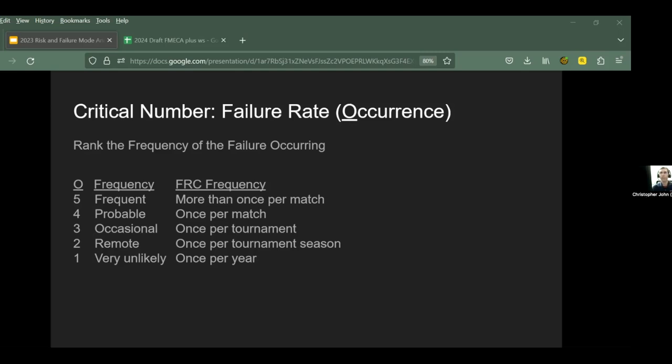And they did. So nowhere out there in industry are you going to see a frequency of more than once per match or once per tournament or once per season. This is definitely an FRC Huskies frequency that was put together, and it's perfectly acceptable. Just as a comparison, I work in the chemical industry. We will design for once per 1,000 or once per 10,000 years to make sure that things don't go boom.